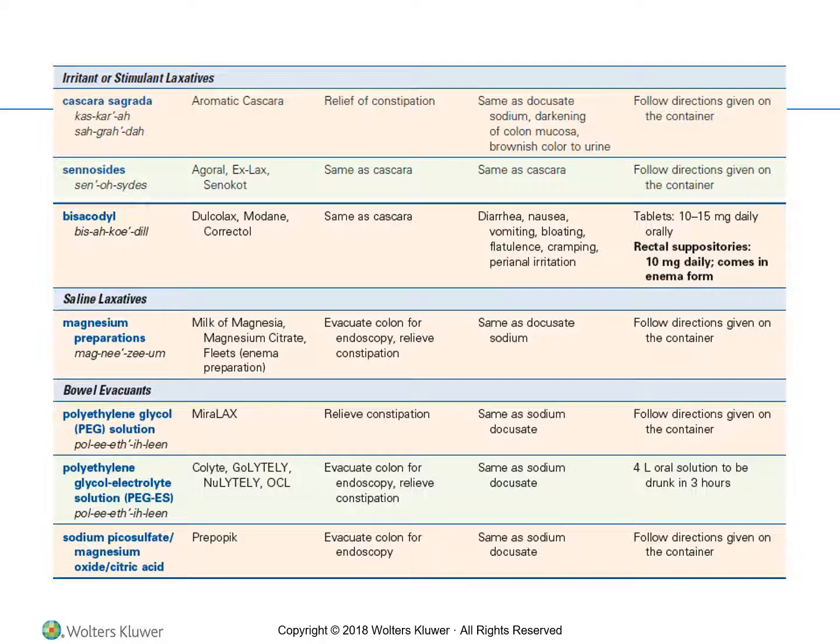So they contain magnesium and sodium electrolytes that are going to attract water into the bowel. So that's how those work. The bowel evacuants are things like Miralax, Go Lightly. These are the big guys. They're used for bowel prep typically.